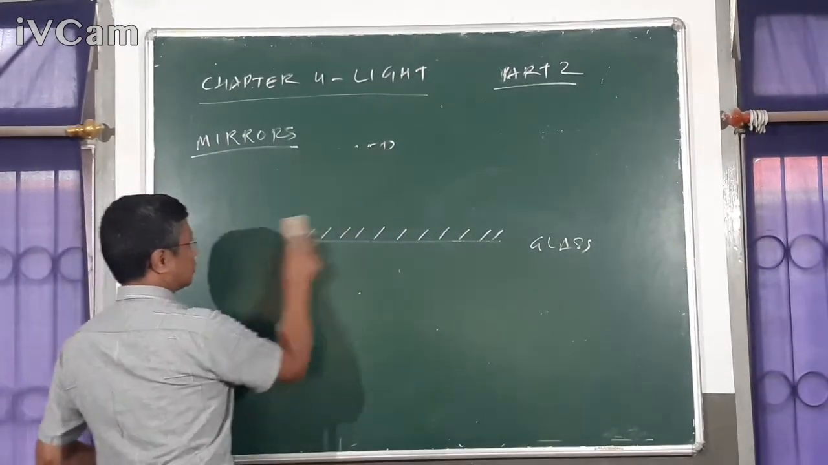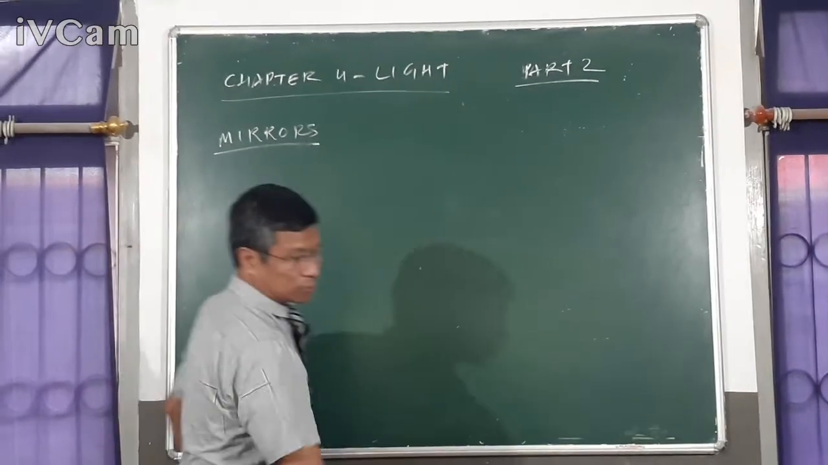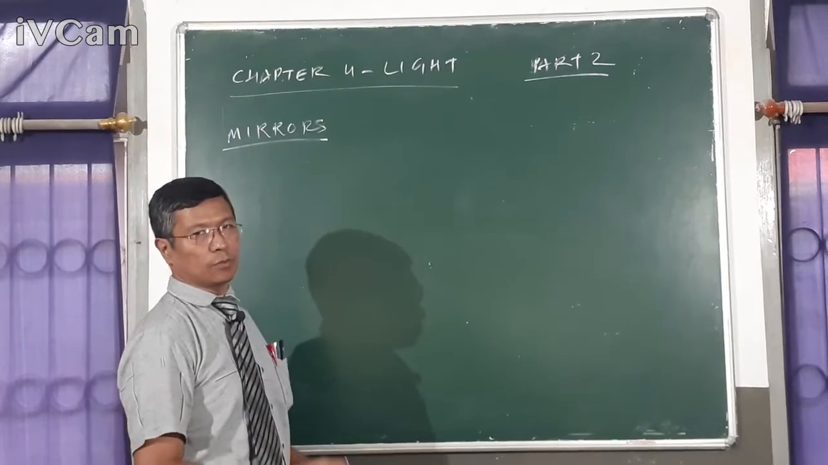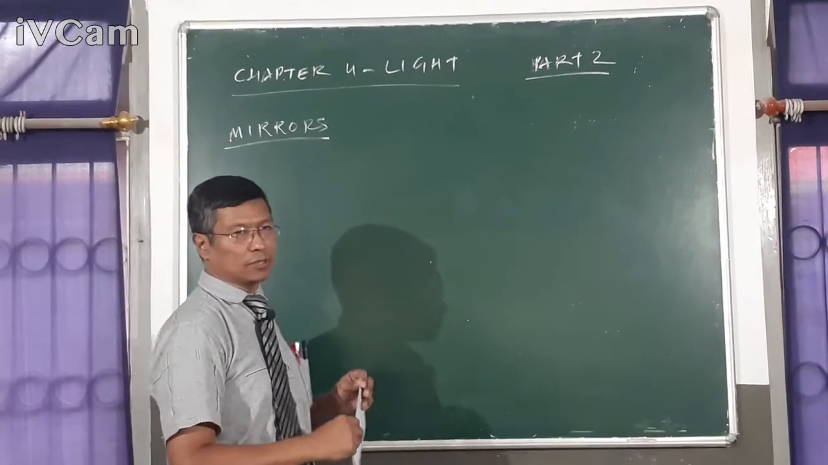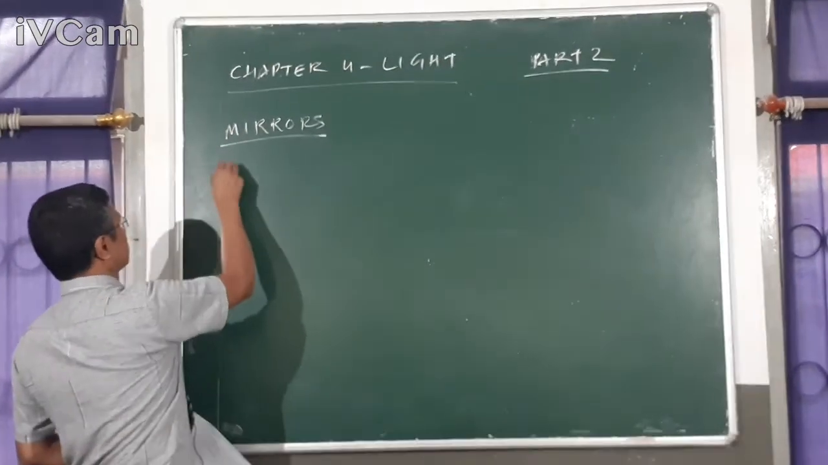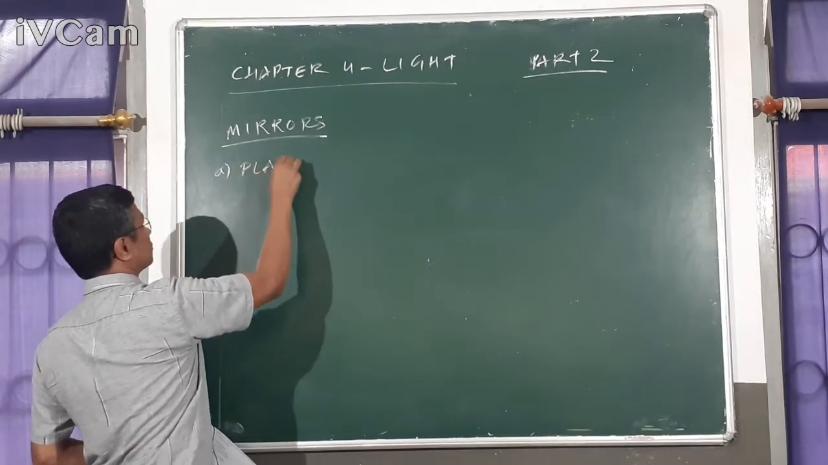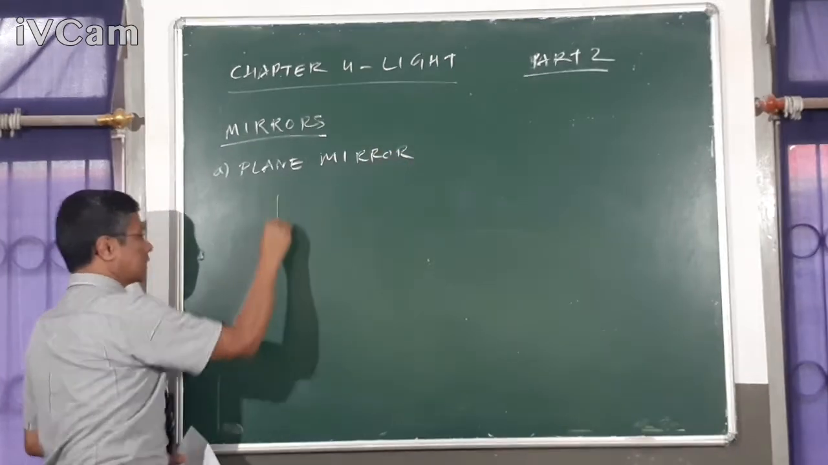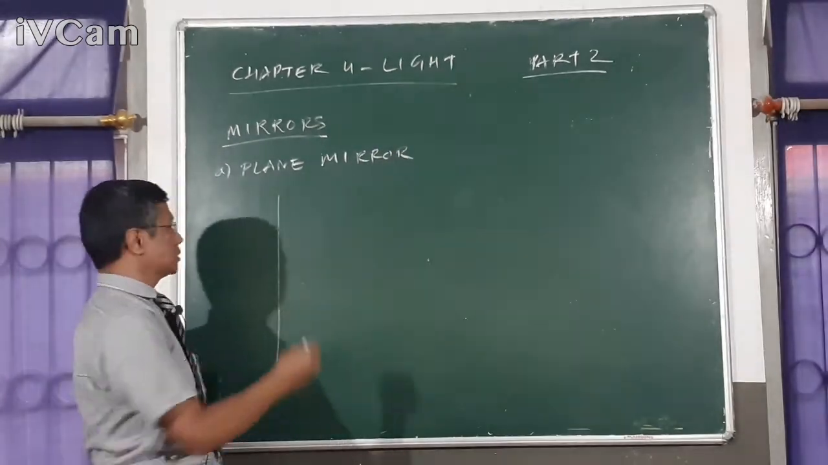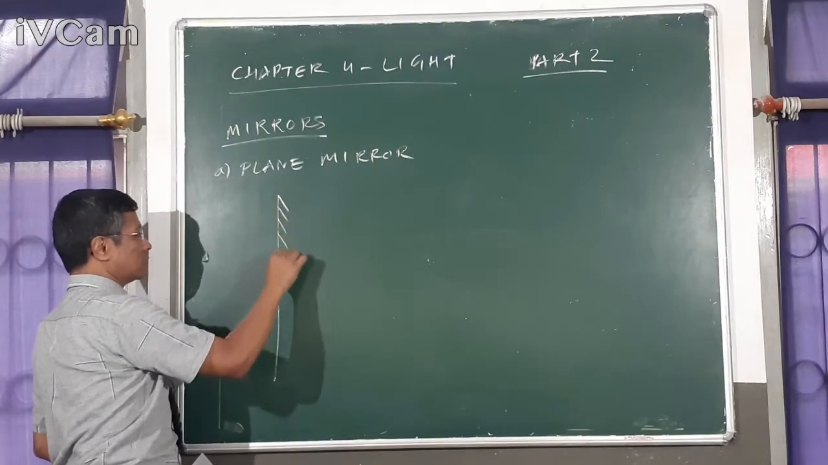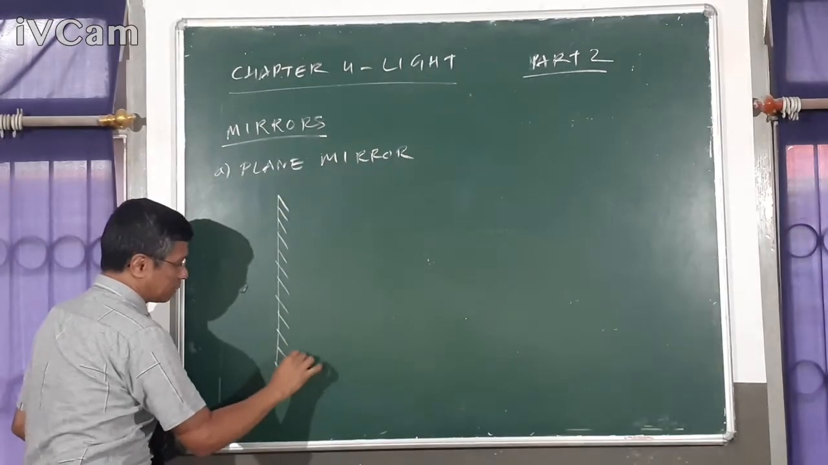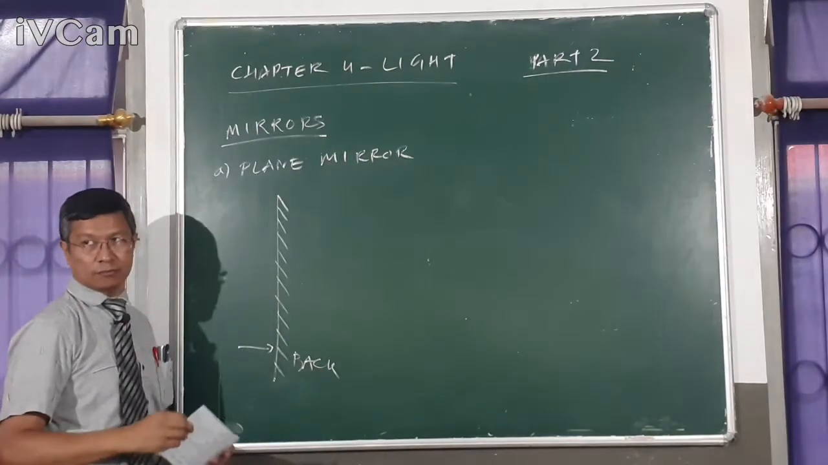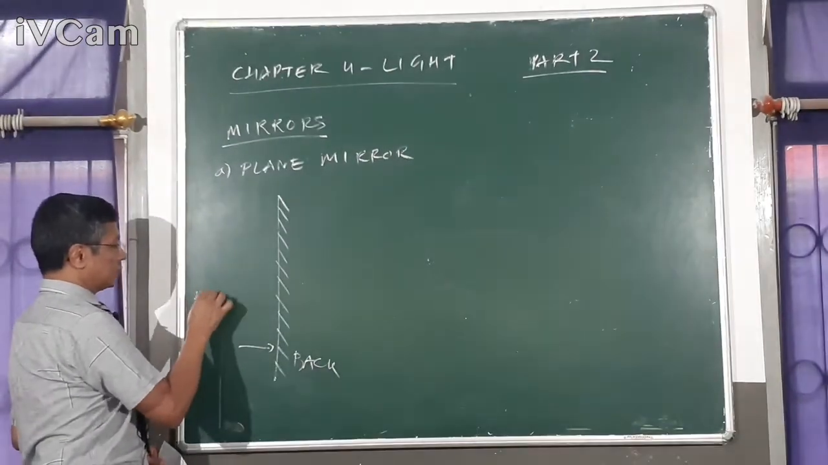Now, normally you see a mirror which has a plane surface. So those are called plane mirrors, but there are also other types of mirrors as well. The first one which you normally see is a plane mirror. It has a straight surface, and one side is silvered. So this is the back of the mirror, and the opposite surface becomes the reflecting surface.